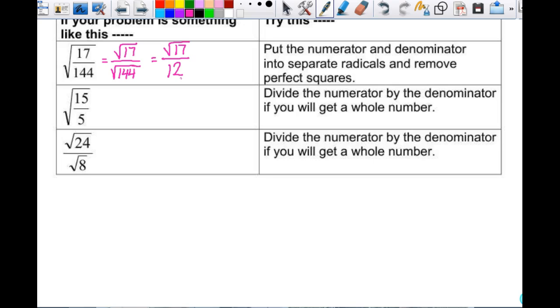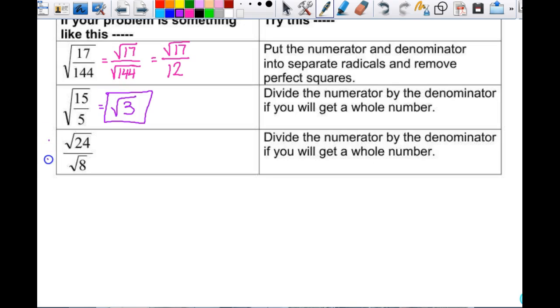Now, if you can reduce the fraction before you move forward, reduce the fraction. So this is 15 over 5, right? And that's 3, so that's just the square root of 3, and I can't do anything else with that. That's it.